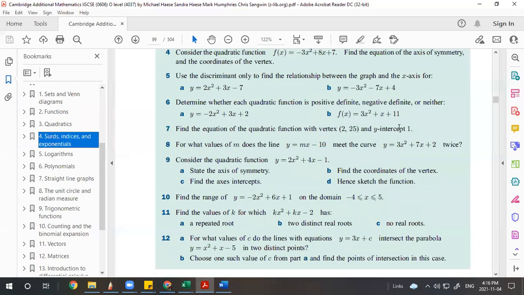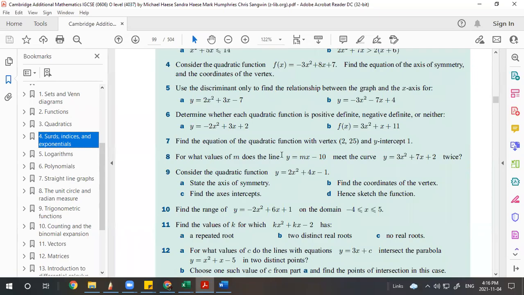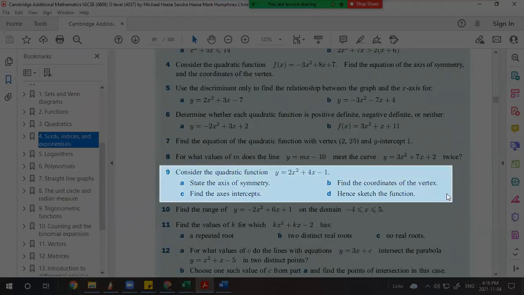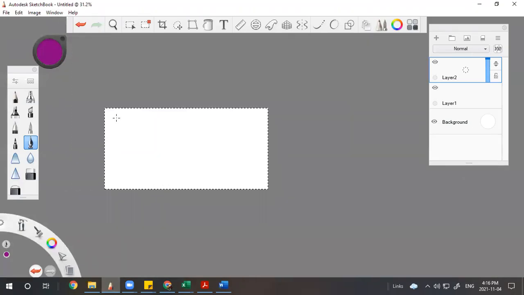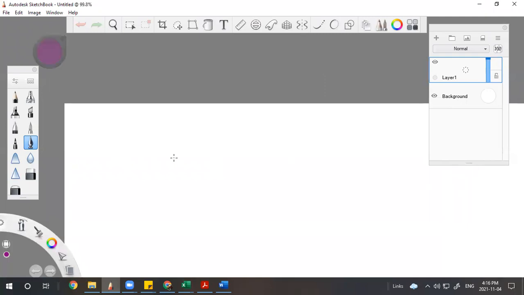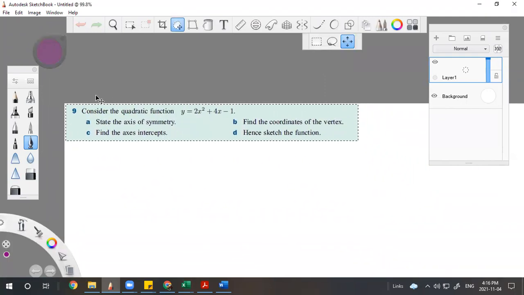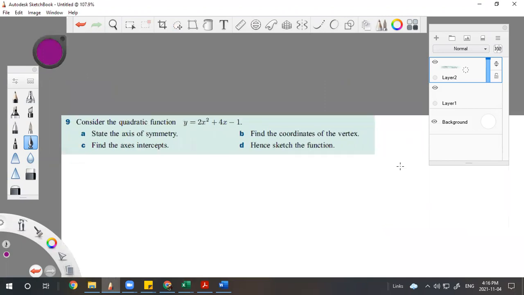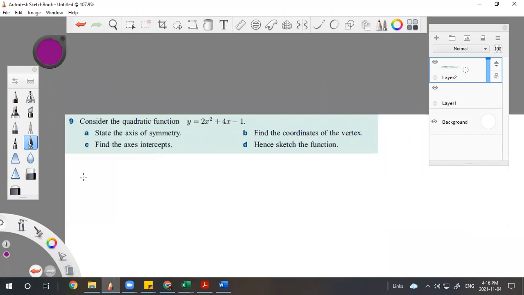Okay, so here. Consider the quadratic function of this. In the previous video, I already taught how to determine the vertex, x-intercept, y-intercept, axis of symmetry, and so on, and sketch the function. You can access my video later, but let's try to do it again. A equals 2, right? B equals 4. C equals negative 1.